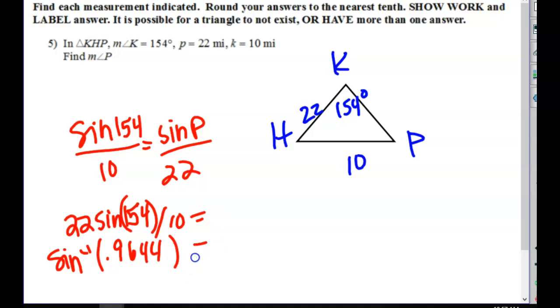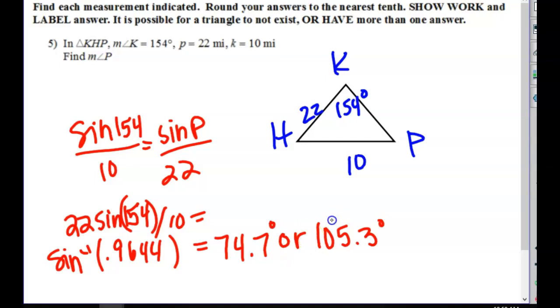I got 74.7, but again, it depends how you rounded. And we did second sine, so it could also be 180 minus that answer, in theory. 105.3. Okay. This is a very rare bird. Does the 105 work? Does the 74.7 work? Also no, because there's a 154.